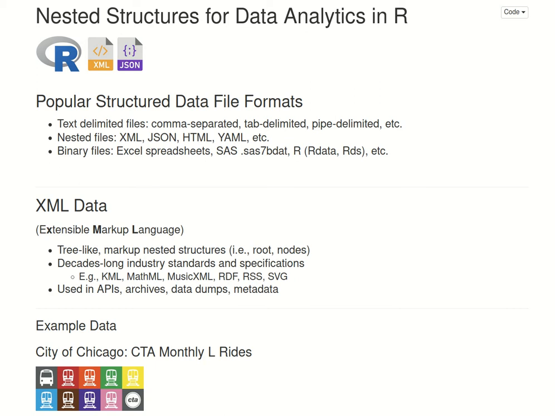And then come the binary file types. These are extensions of software such as Excel spreadsheets, SAS data sets, Stata data sets, MATLAB files, and then R has its own binary types, RData and RDS. These tend to be faster to ingest into our environments simply because you bypass the parsing aspect of the text imports.